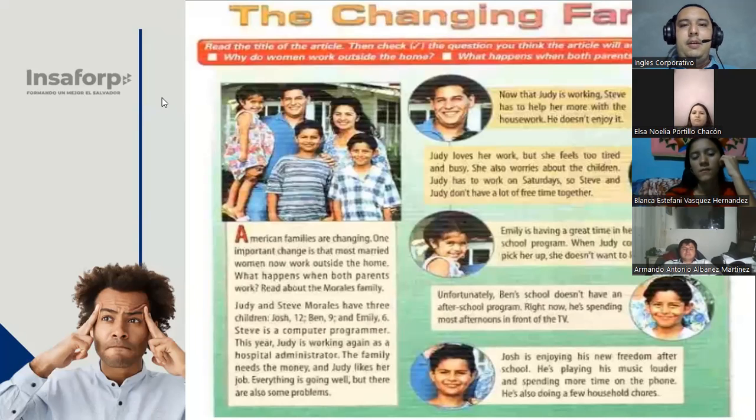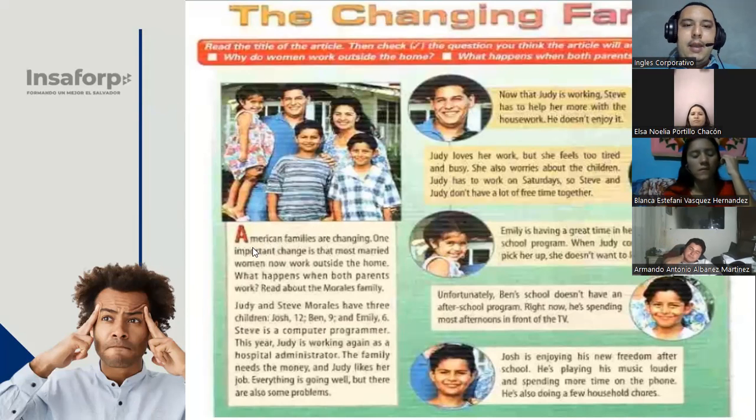The changing family. Read the article, then check the question you think the article will answer. Why do women work outside the home? What happens when both parents work? Okay, here we have a dialogue. This is like an article.